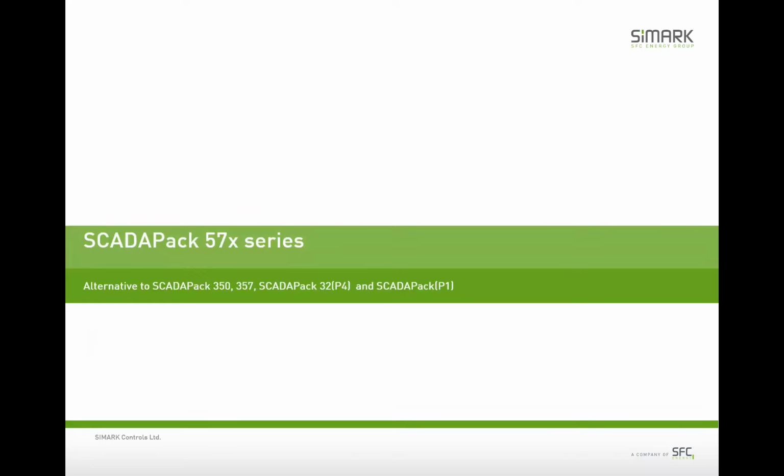So let's look more closely at the current range that we have available, and then we'll look at a range that we'll be making available later in the year. The 570 or 57X series, kind of comparable to the 350, 357 range of RTU for pricing and IO counts. We also have some adapters that allow people to migrate the SCADAPack 32s and ordinary SCADAPack with the P1 hardware to the 570, 574 RTU as well. Let's look into some more detail at those SCADAPacks.